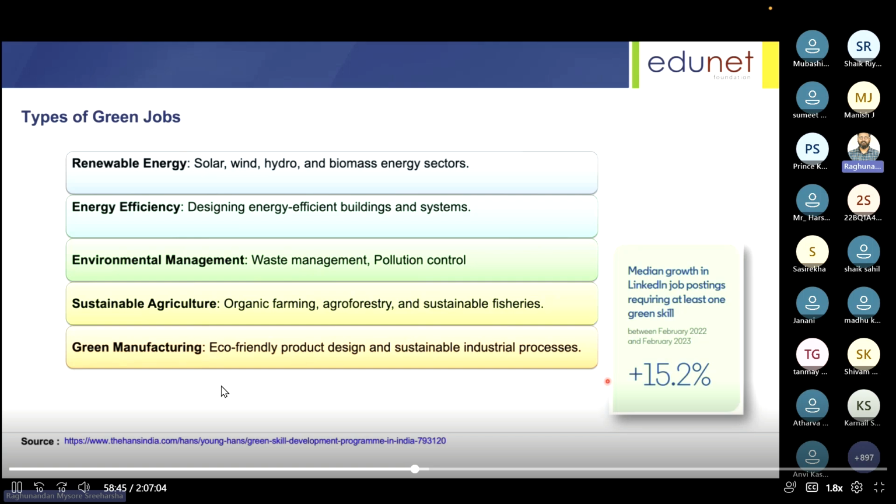Okay, and this is a small statistic that I want to mention: the median growth of LinkedIn jobs requiring green skills moved up by 15% from February 2022 to February 2023. By today it would have moved more than 30%. That is the very reason, when you do this project, you can let the people who are interviewing you know that you have these green skills. This is where people are asking, if you do not even know that by optimizing code I can minimize so much energy, what is the use of them? So green skills will help you in understanding that.